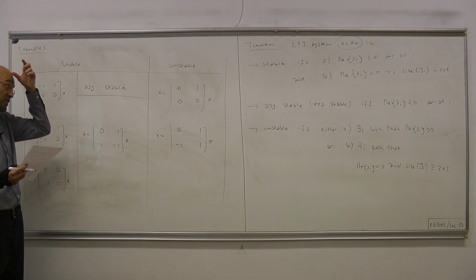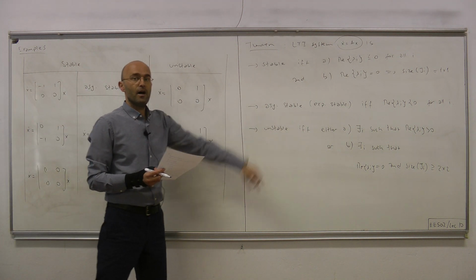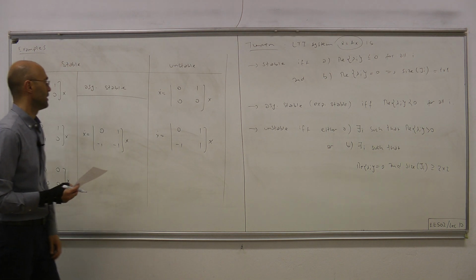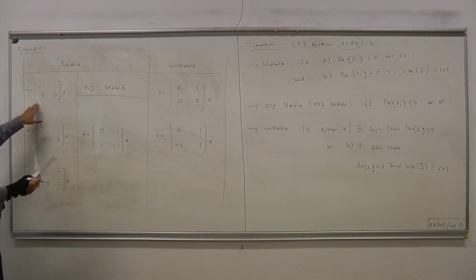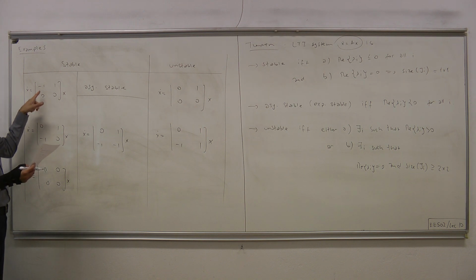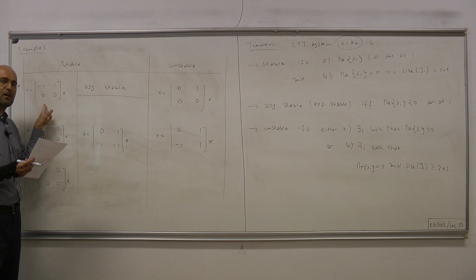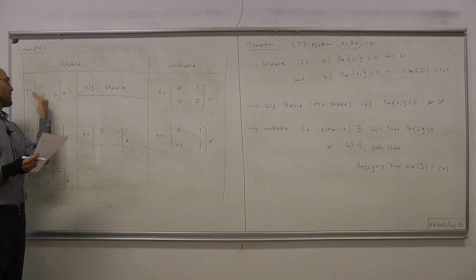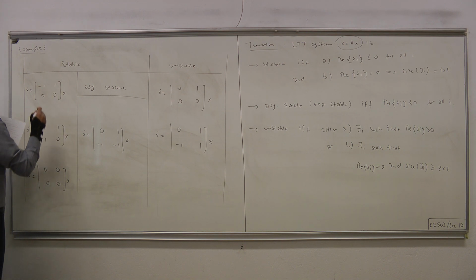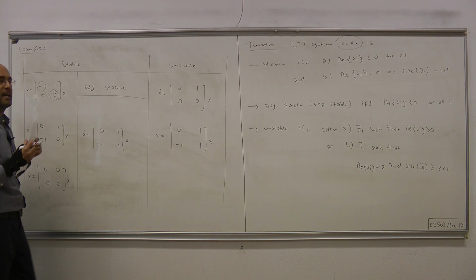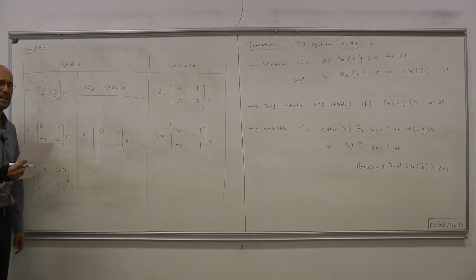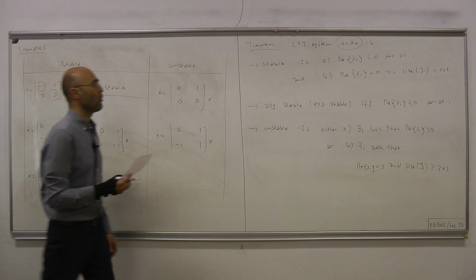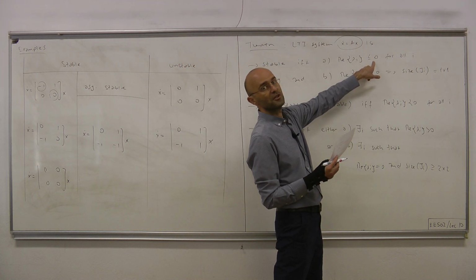Okay, so let's go system by system and apply that theorem to determine the stability properties of each of these 6 systems. Let's begin with this one. The eigenvalues are clear because this is in triangular form. It has the upper triangular structure. Therefore, the entries on the diagonal are the eigenvalues of this system. So we have an eigenvalue at minus 1 and an eigenvalue at 0. So both eigenvalues satisfy this condition.